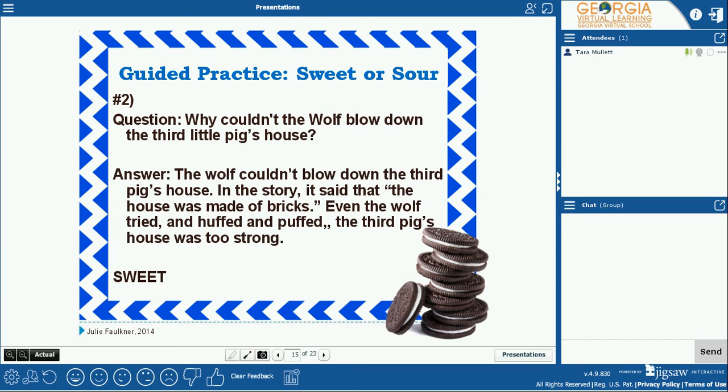Okay, this is a sweet example. Why couldn't the wolf blow down the third little pig's house? The wolf couldn't blow down the third pig's house. In the story, it says the house was made of bricks. Even the wolf tried, huffed and puffed. The third pig's house was too strong.